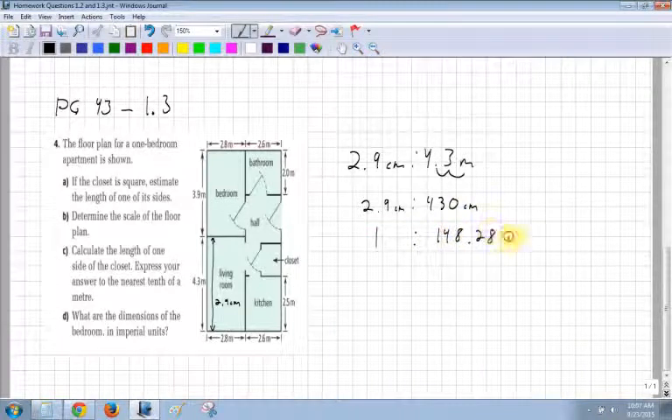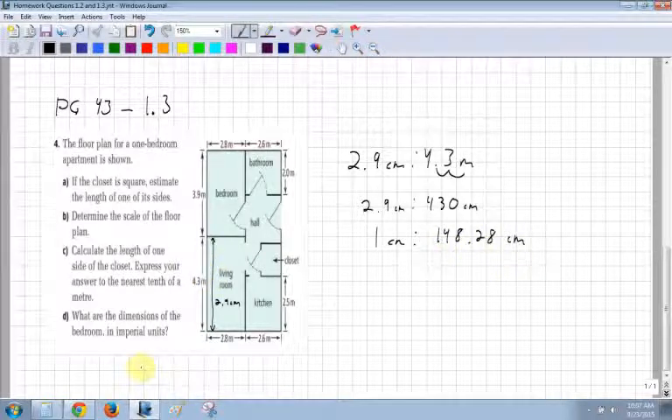That means for every 1 centimeter I measure on my diagram, it's going to equal approximately 148.28 centimeters. It makes it easy, right? Because then I can measure any distance, and if I measure and it happens to be 2 centimeters, then I just multiply that 2 centimeters by 148.28. If it's 2.3 centimeters, I multiply 2.3 by 148.28.